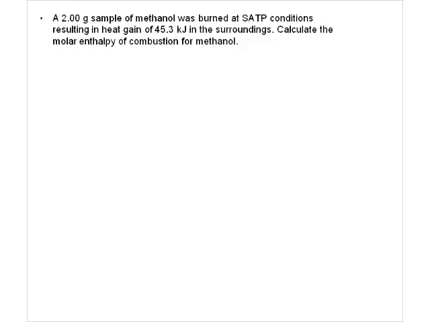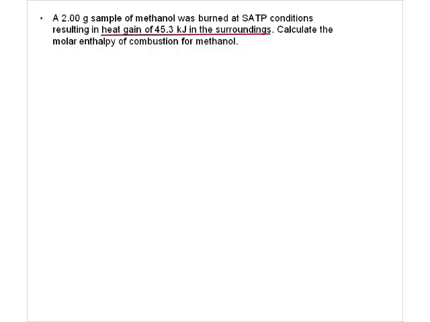Okay, here's another calculation. It says a 2-gram sample of methanol was burned at SATP, at standard conditions, and the resulting heat gain of the surroundings was 45.3 kilojoules. So the surroundings got warmer. The surroundings gained energy. So this question has a little bit of a twist here. They're telling us what's going on with the surroundings, not the system. The system is actually the burning of the methanol.